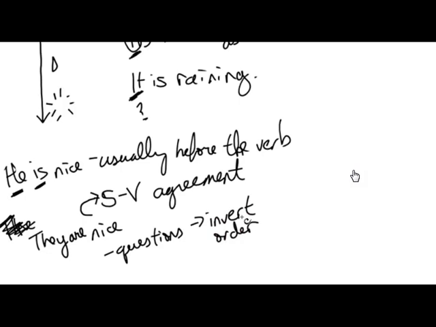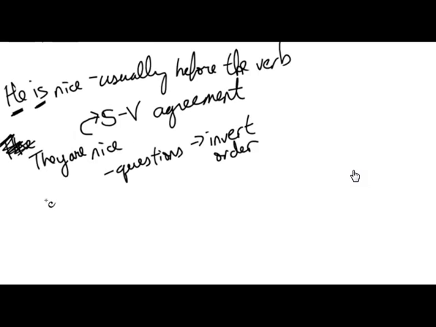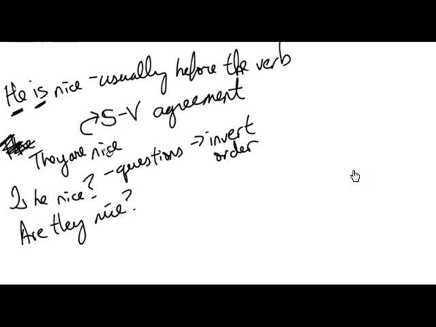Do they change the order? Well, in this case, certainly. If we look at that first sentence, he is nice. The question form is, is he nice? The question of this is, are they nice? So these are the patterns subjects fall into.